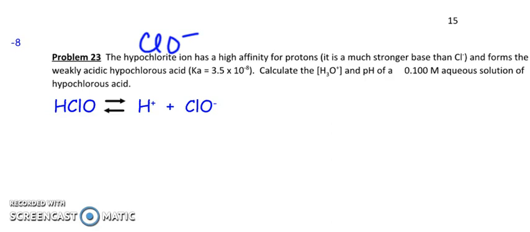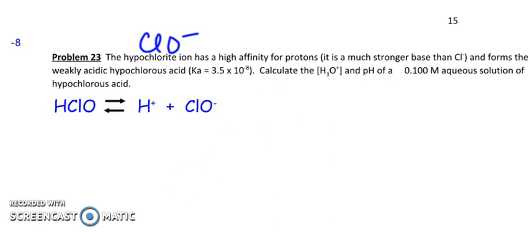So it says the hypochlorite ion, if you remember what hypochlorite is, it's ClO negative, has a high affinity for protons, which means what? It's a much stronger base than Cl minus. Remember, chloride is the conjugate base of a very, very strong acid, so it will not accept any of the protons. Hypochlorite will. And it forms the weakly acidic hypochlorous acid, and here's the Ka value. Ooh, look at that, negative 8. I'm already feeling pretty happy here. So it says calculate the H3O plus, which is the same thing as the H plus, and the pH of a 0.100 molar aqueous solution.